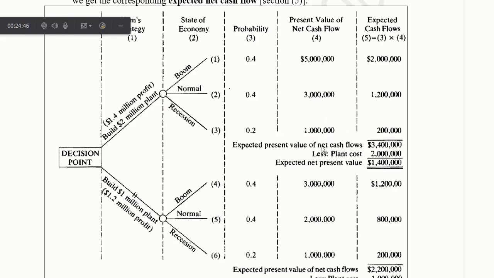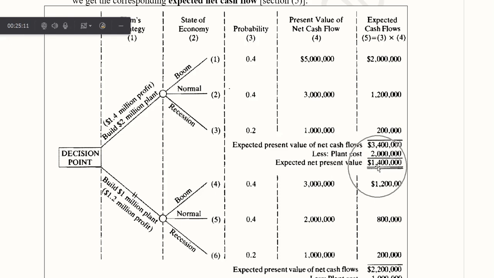So it is now a net effect. Now when we take the vertical sum, we will get this value, and this is actually the return, and the plant cost is 2000. So when we subtract it, we get this value, which is the expected net present value. So now we can call it expected net present value because the plant cost is also deducted.